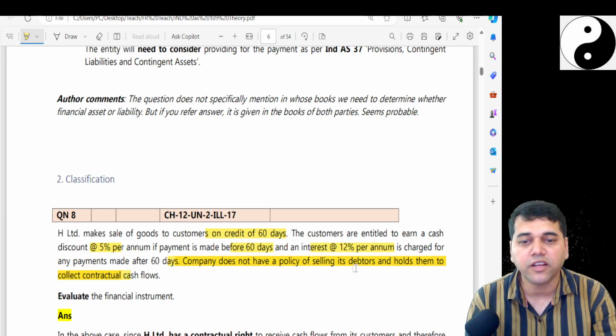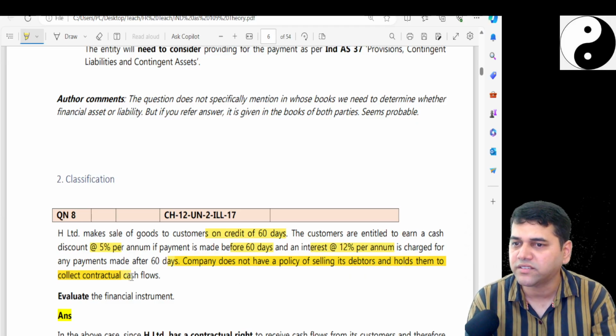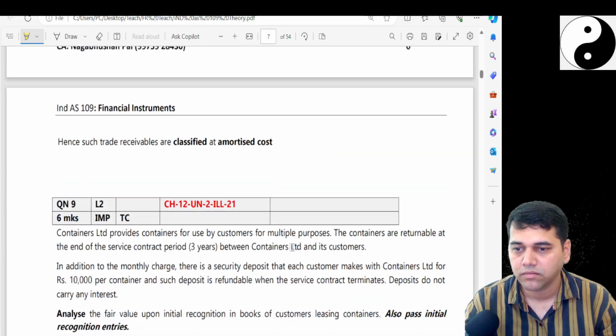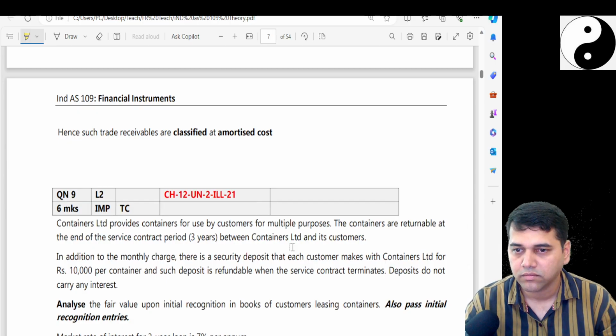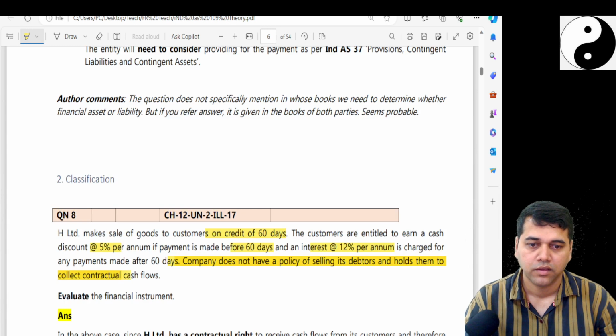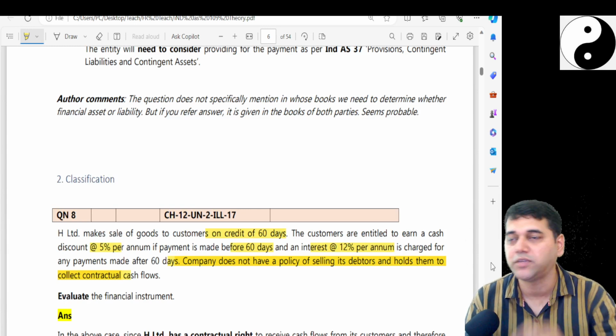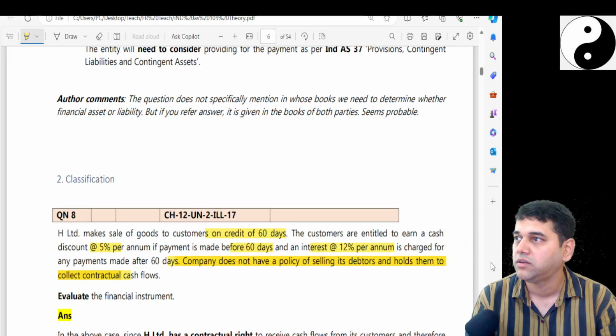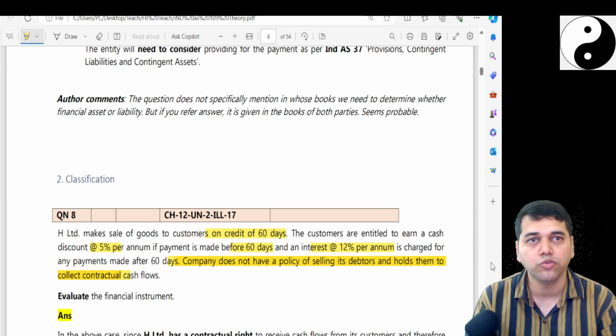Now, the company does not have a policy of selling its debtors, and we didn't discuss it, no? Classification, have we completed? Yeah, on day one we have done. I didn't discuss much theory, because without solving problems, if I talk about classification, it will be too much at that time.